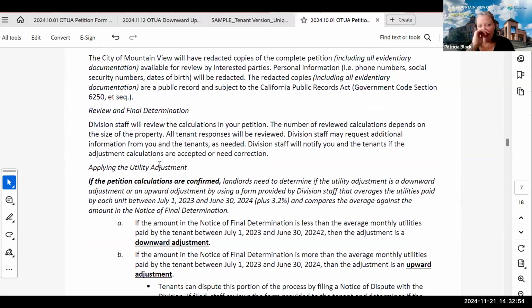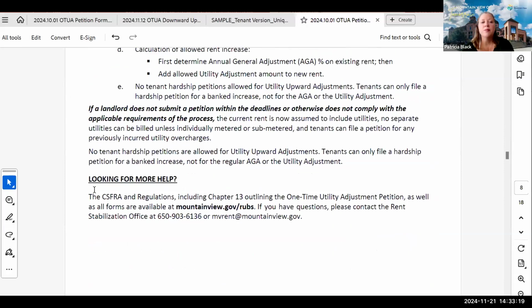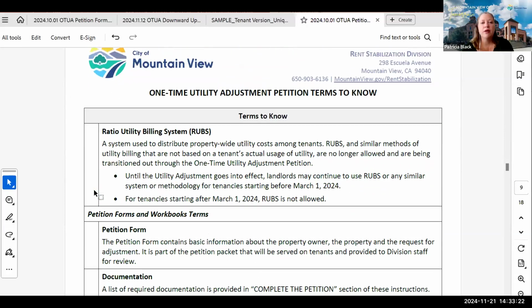And then, excuse me, finally, the evidentiary documentation is not provided to your tenants by you. If tenants would like to see a copy of it, they can request a redacted copy of it from our division. And then finally, our staff will review your petition that was formally filed with us, like we mentioned earlier, and figure out those calculations in the petition. I'm going to skip over this. We talked about it already.